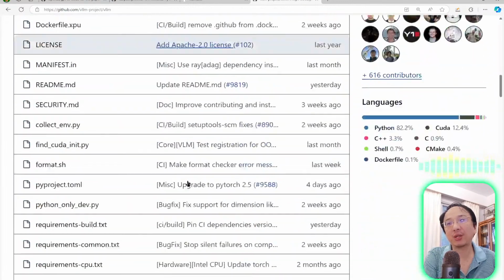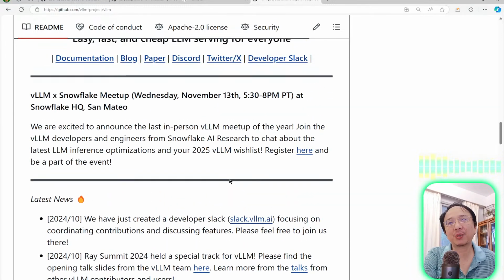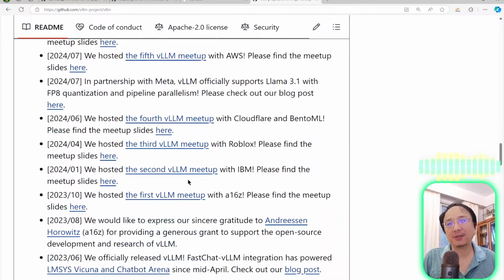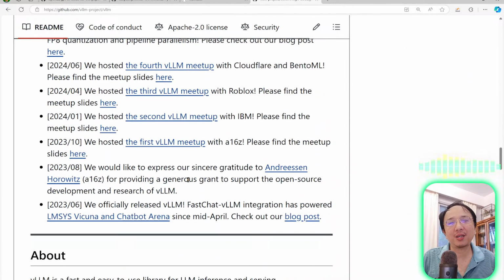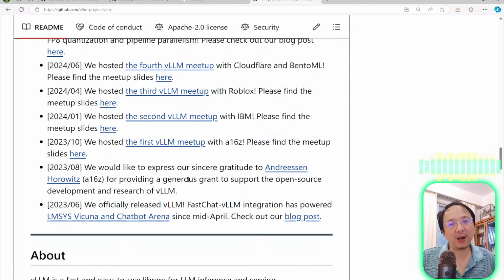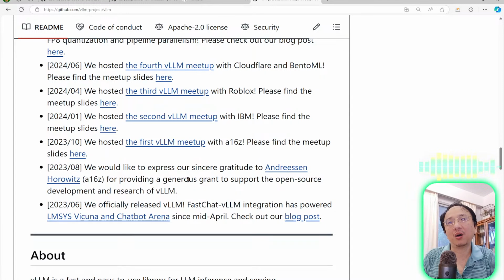vLLM is also quite easy to install, and it supports Hugging Face models, which we will show you a little bit later. It actually also provides a compatibility interface so that you can call an OpenAI-like API to interact with and access other open source models like Llama or Qwen or maybe Gemma.